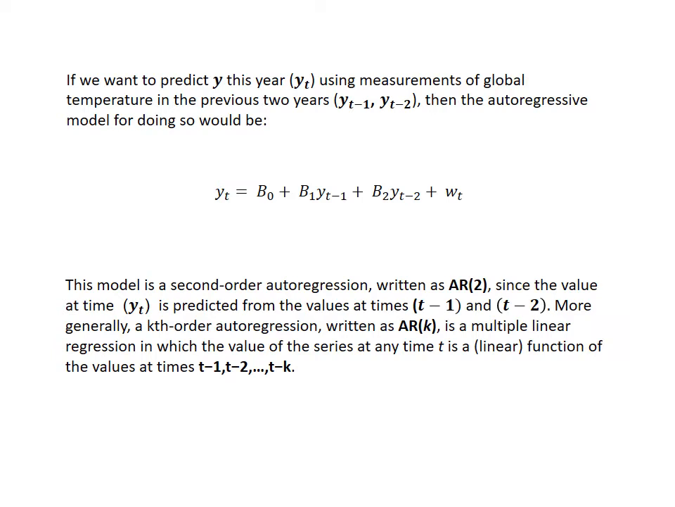And so you can sort of get the hang of this here. More generally, if we were talking about a k order autoregression with k lags, we would write it as an AR(k). And so that is a multiple linear regression in which the value of the series at any time t is a linear function of the values at times t minus 1, t minus 2, and t minus k.